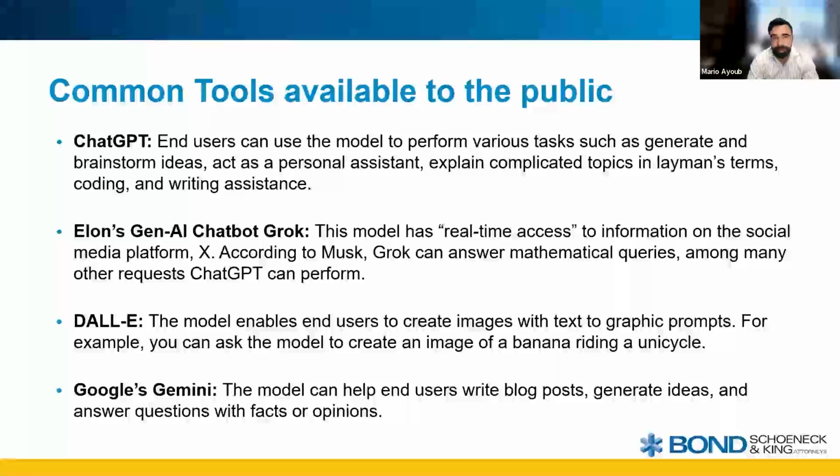DALL-E is an image generation software you can use for all sorts of different applications, marketing, website design, things like that. And then Google Gemini, which is Google's answer to ChatGPT, and there's also Copilot, which is Microsoft's answer to ChatGPT. So there's plenty of options out here, and many of them are available for free or for very low cost.